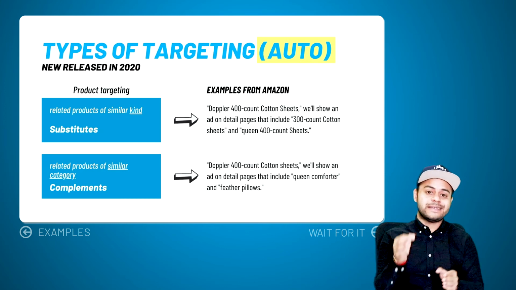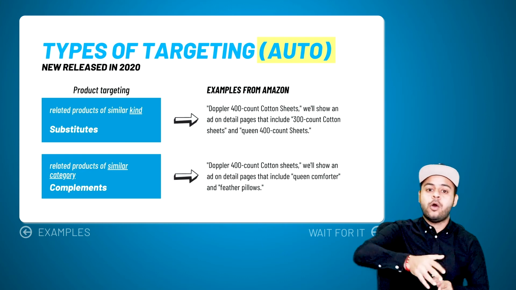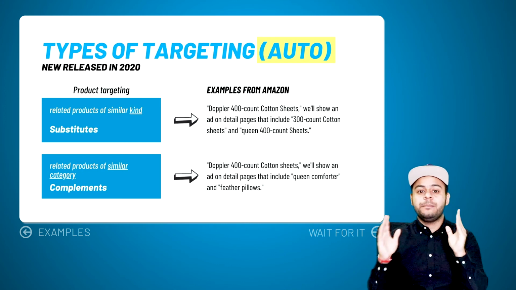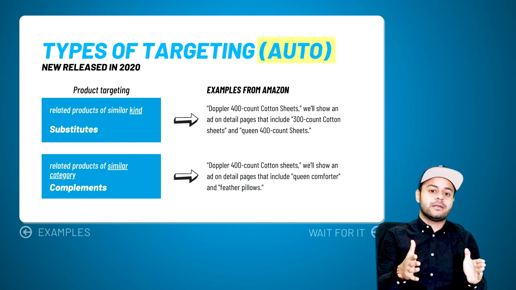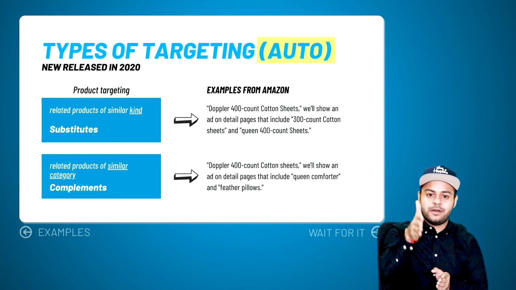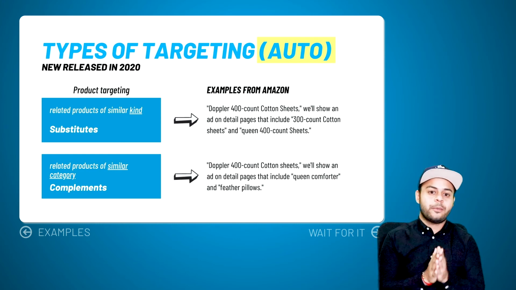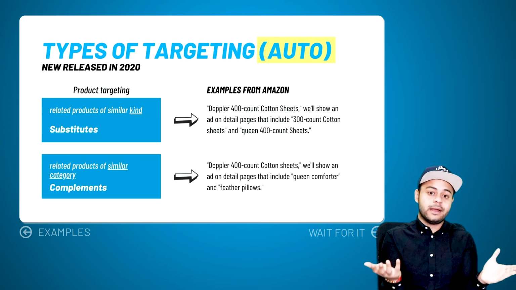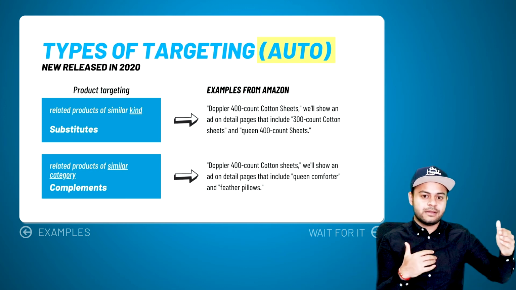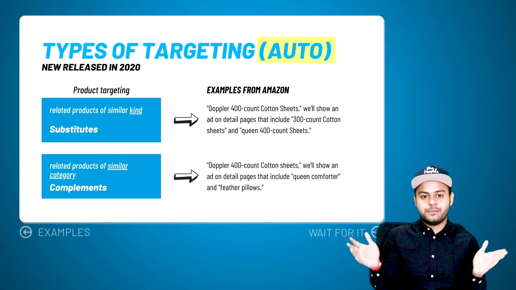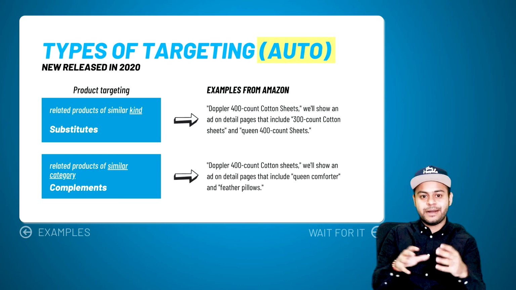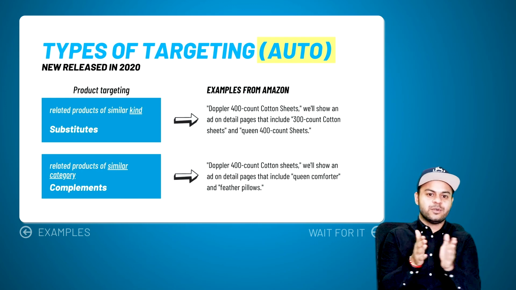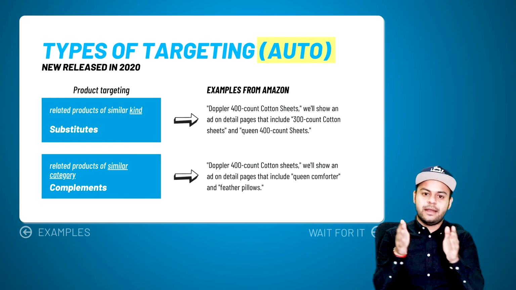Now, for complements, Amazon will show your product ad on products which are in the same category but may not be the same product as your product. Which means, again, for the same product, Doppler 400 count cotton sheets, your product might be shown for cotton comforter. It might be shown for queen comforter, which is definitely a different product, or feather pillows, which is again a very different product, but it is in the same category. That is exactly the difference between substitutes and complements.